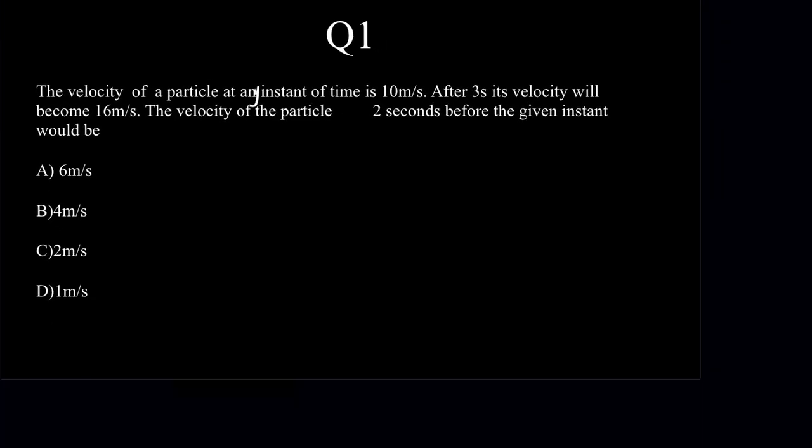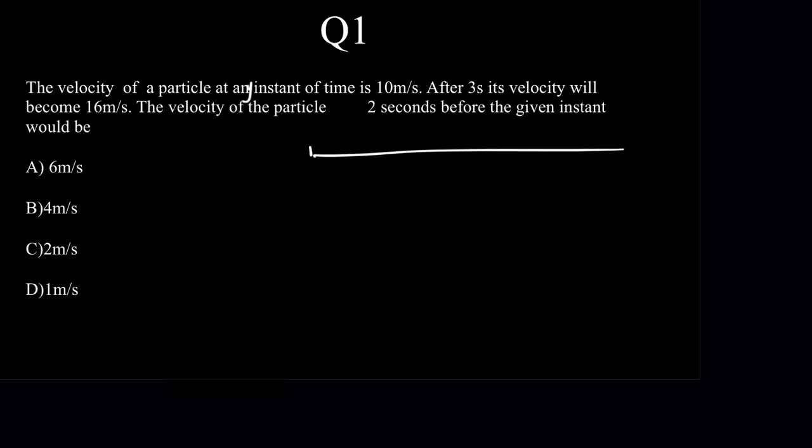So to understand the question, let us first draw a rough figure and say the motion is being represented from A to B and then from B to C. Now let us say it is at this time, say t is equal to x seconds, that the velocity of the body is 10 meter per second. And after 3 seconds, which means at t is equal to x plus 3 seconds, the velocity becomes 16 meter per second.